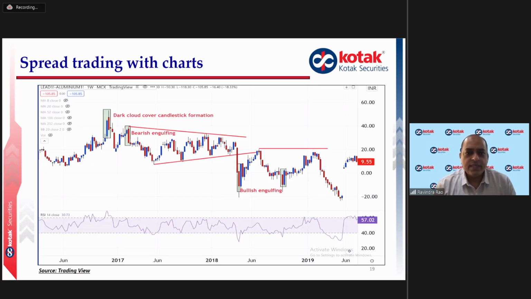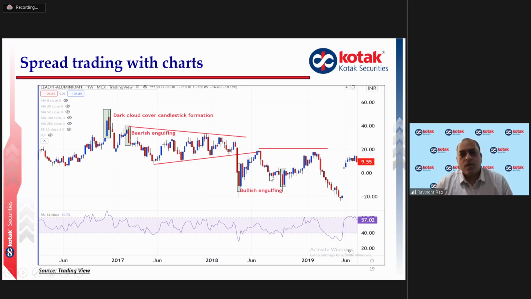Now this is the second example, lead and aluminum. Here also, if you see, there was a dark cloud formation at the top. Prices came down, again a bearish engulfing was formed, the prices came down, then there was a consolidation. If you see, there was a triangle consolidation, a breakdown, then again a bullish engulfing formation, then the prices took resistance at these breakdown levels. It came down again, a bullish engulfing, again it took resistance here, again it came down.